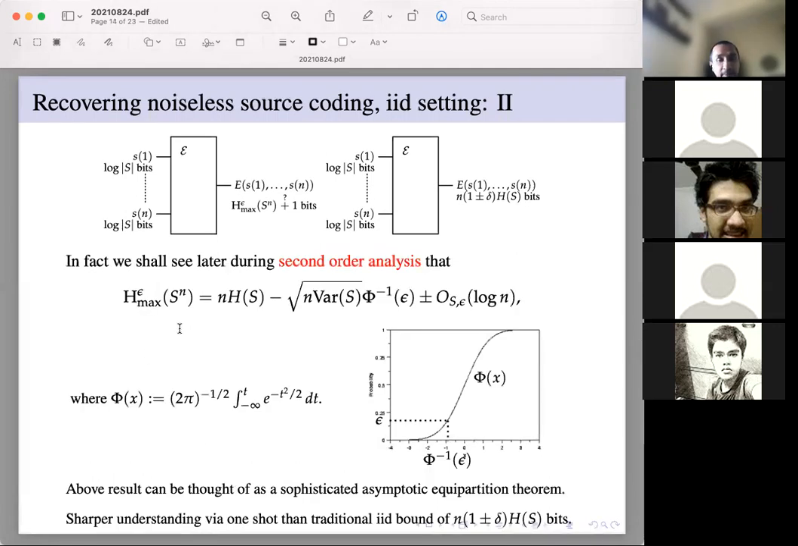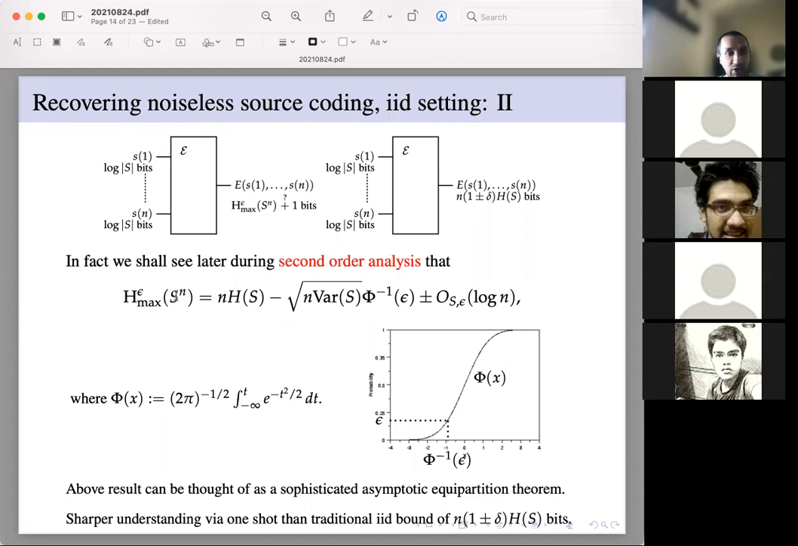Just one thing, isn't that H min? Shouldn't this be H min? No, this is H epsilon max. H min will be the largest probability. Okay, so this is the smallest probability. It's called max because I take the smallest probability and I take the negative log, that becomes a large number.